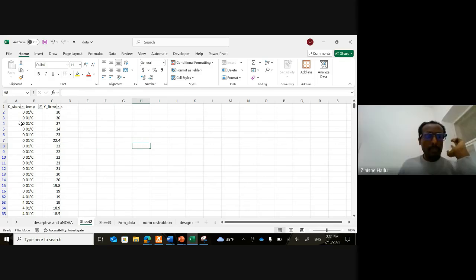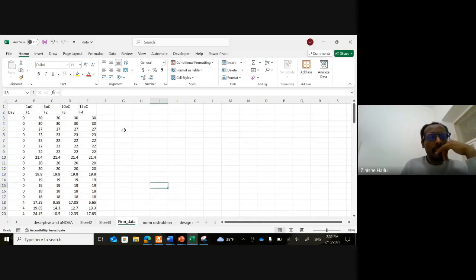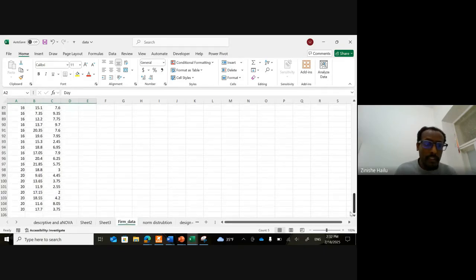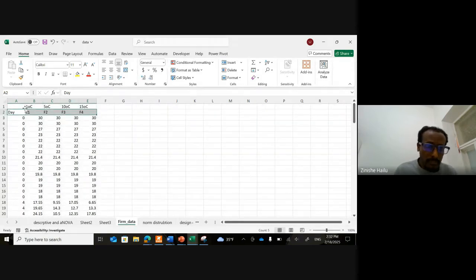Okay, I will start from the basic one. Let's say this is firmness data, the firmness of one fruit. Let's say after post-harvest, this fruit is stored at temperatures of 1, 5, 10, and 15 for 20 days. So the firmness measurement was taken every 4 days. So this is the data sheet.